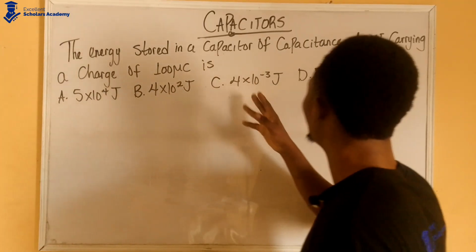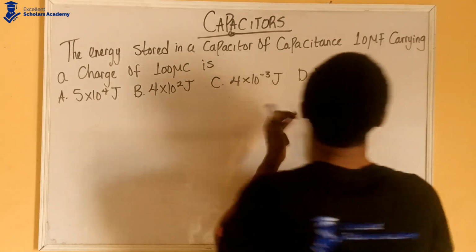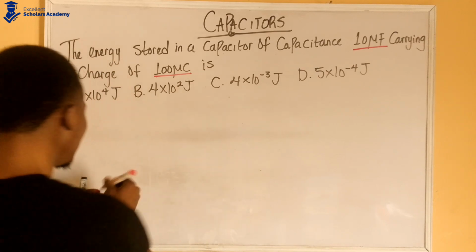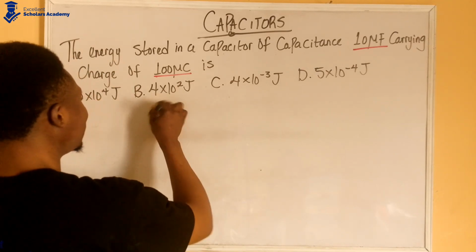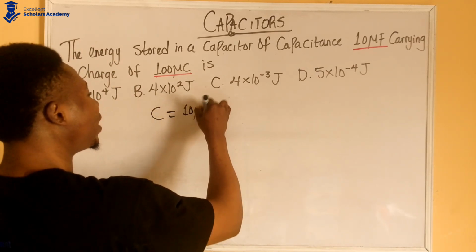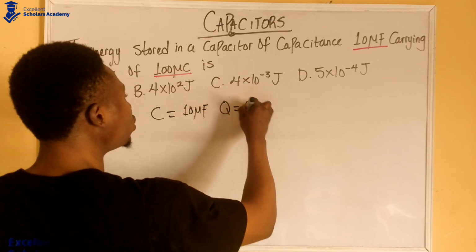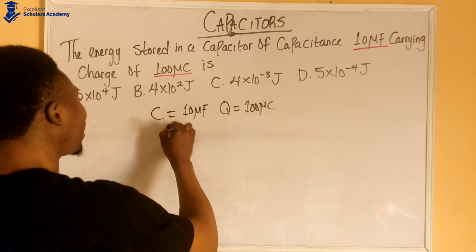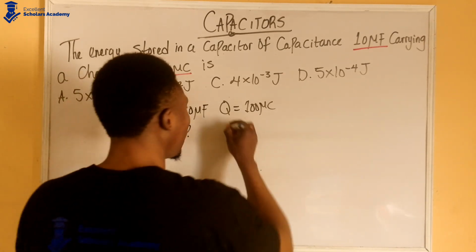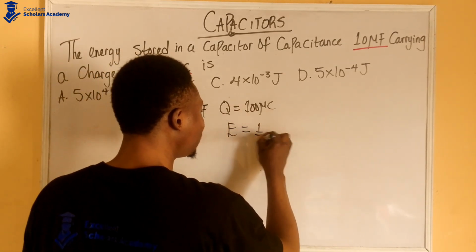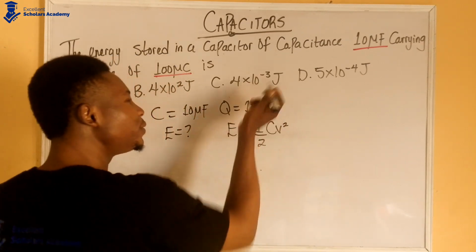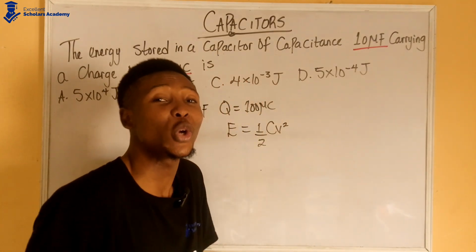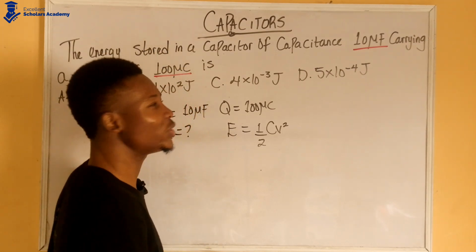The energy stored in a capacitor of capacitance 10 microfarad carrying a charge of 100 microcoulombs is... Now we are given the capacitance as 10 microfarad and the charge as 100 microcoulombs, and we are asked to find the energy stored. Now energy stored in a capacitor is half CV squared, but we don't have the voltage, which can also be called the potential difference. So how do we solve this?